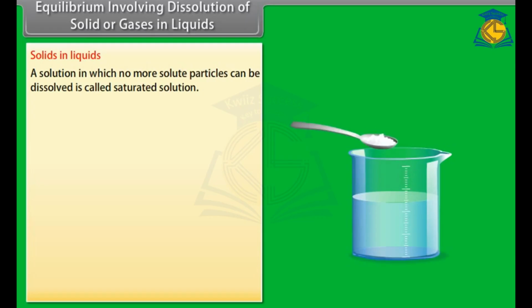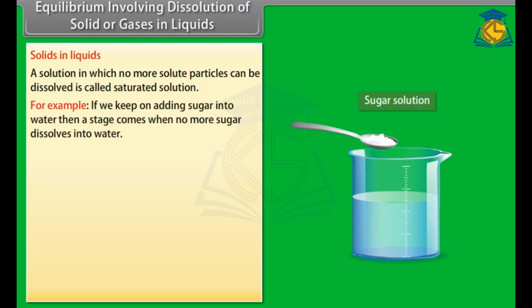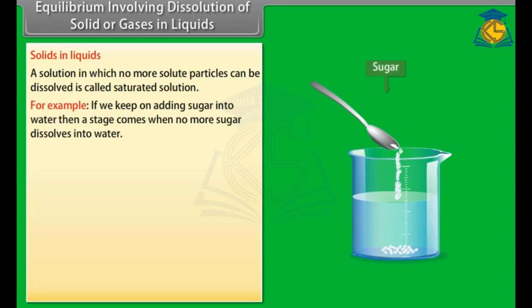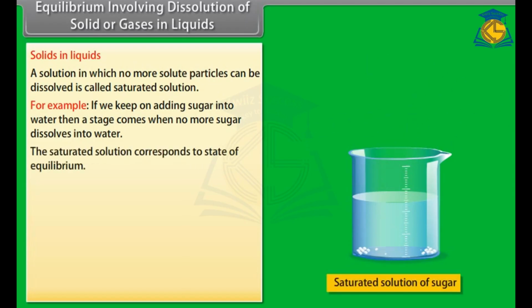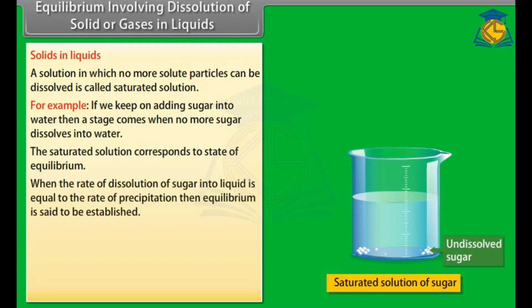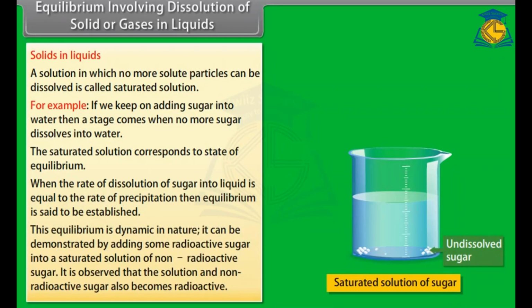Solids in liquids. A solution in which no more solute particles can be dissolved is called saturated solution. For example, if we keep on adding sugar into water, then a stage comes when no more sugar dissolves into water. The saturated solution corresponds to a state of equilibrium, when the rate of dissolution of sugar into liquid is equal to the rate of precipitation, then equilibrium is said to be established. This equilibrium is dynamic in nature.